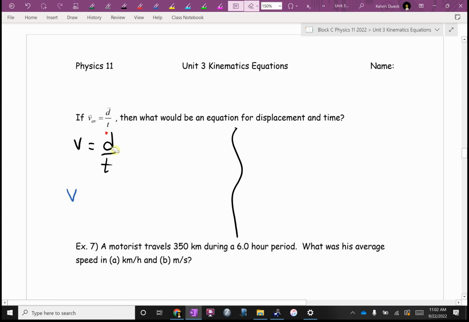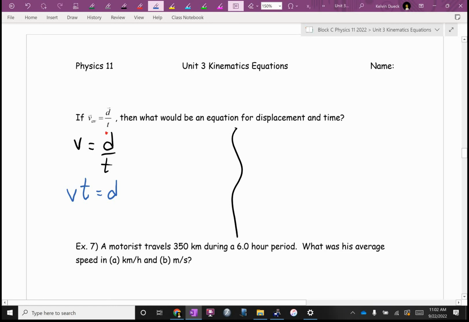What else is on the same side as the D, Amber? What's the T doing to the D? Adding, subtracting, multiplying, or dividing? Dividing by T on the right is the same as doing what on the left? I'm going to argue, don't write this down, look up, that this is actually the same equation. It is.